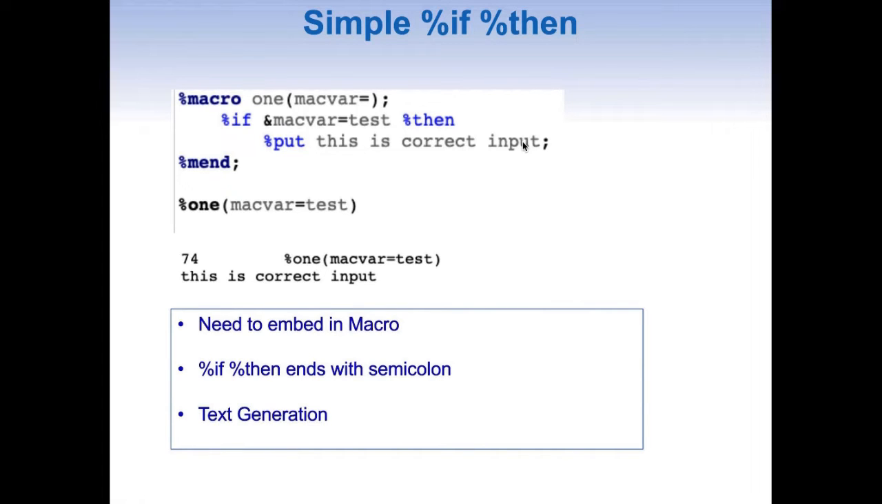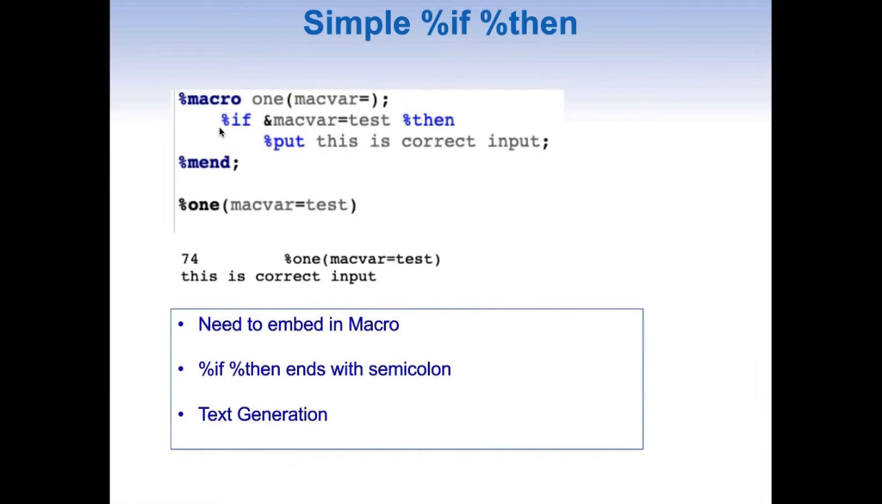Another important point to remember is, here we are saying %if &macvar = test %then %put this is correct input. So depending upon this value, we are putting a text into the log. Here when we pass macvar equal to test, this is what we are going to see in the log.